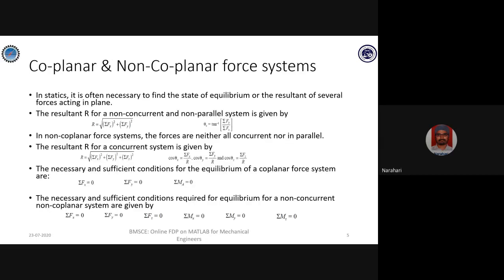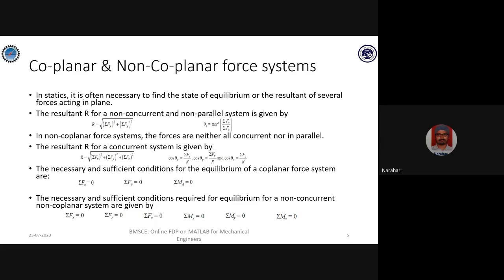Okay. Then we have coplanar and non-coplanar force systems. This is what we generally use in engineering mechanics. Most of our engineering mechanics problems deal with this. So if you have a non-concurrent, non-parallel system, that is a planar system, then you will have a resultant, and then you will have the inclination of the resultant with respect to either one of the forces. They are given by the respective formulae.